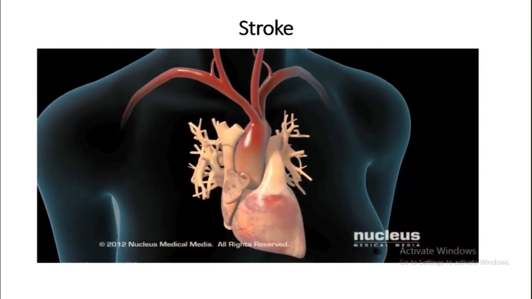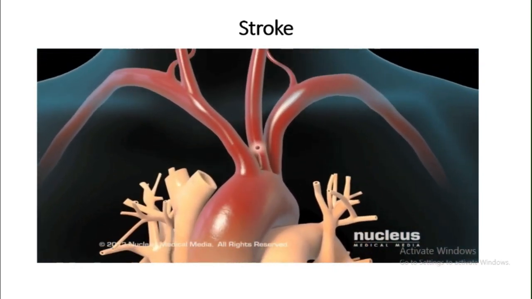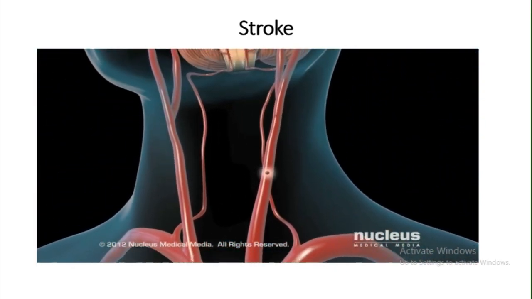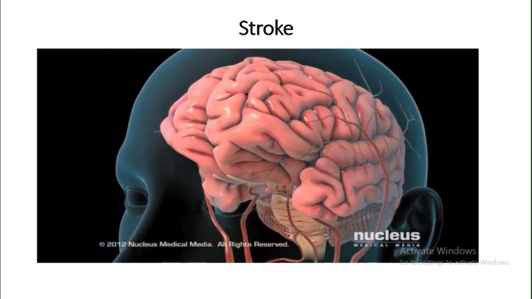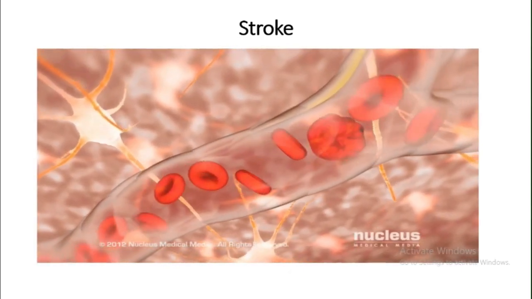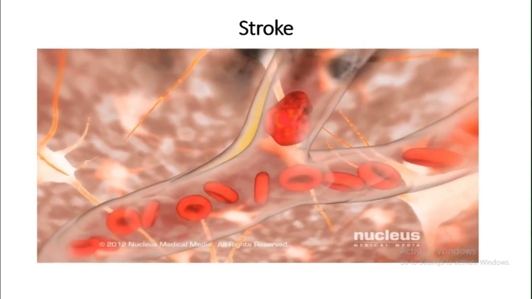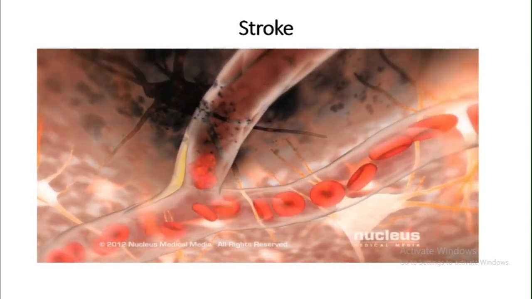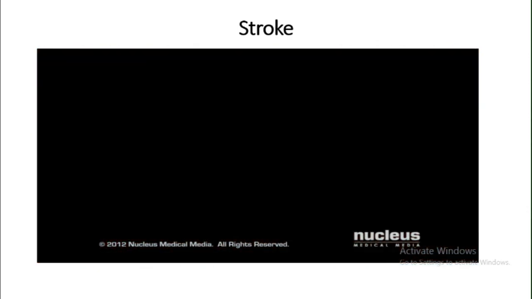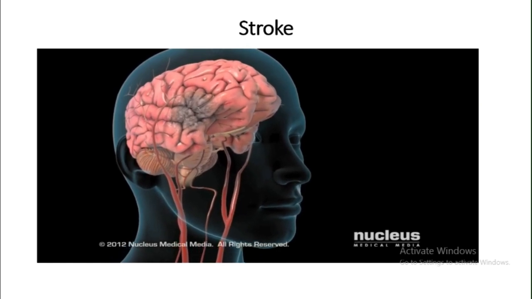Similarly, the blockage may be due to an embolus, a blood clot that forms elsewhere in the body and travels to the brain. The embolus lodges in a narrowed artery and obstructs blood flow. Immediate treatment for your stroke.